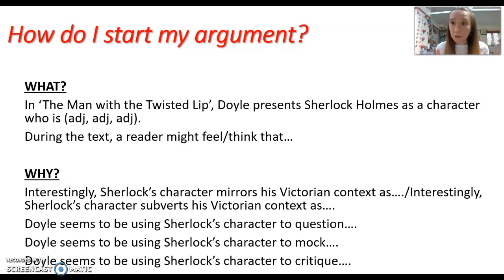And then you have to make sure you've got the why in there as well. So link him to his context. Interestingly, he mirrors his Victorian context as, or interestingly, he subverts his Victorian context as, or you could say, interestingly, he both mirrors and subverts. And then I suggest that your final sentence would be: Doyle seems to be using Sherlock's character to question, mock, critique, etc. So that could really be sort of 3 or 4 sentences. What's he like? Adjectives. How do we feel about him? How does he link to his context? How does he link to the intentions of the writer?